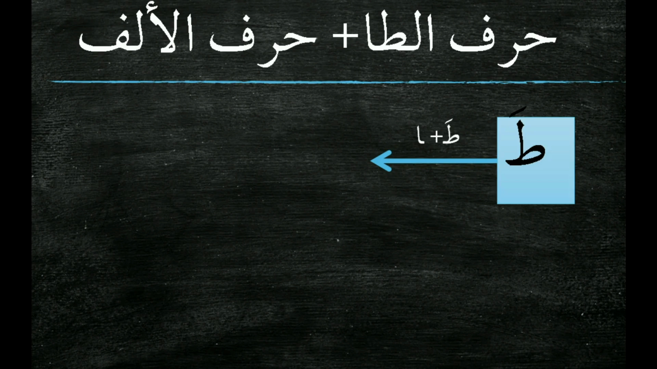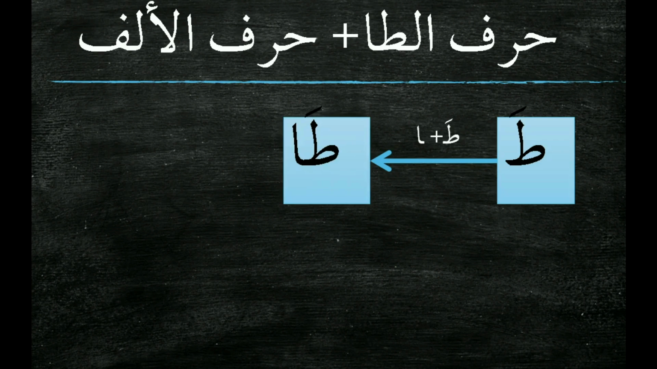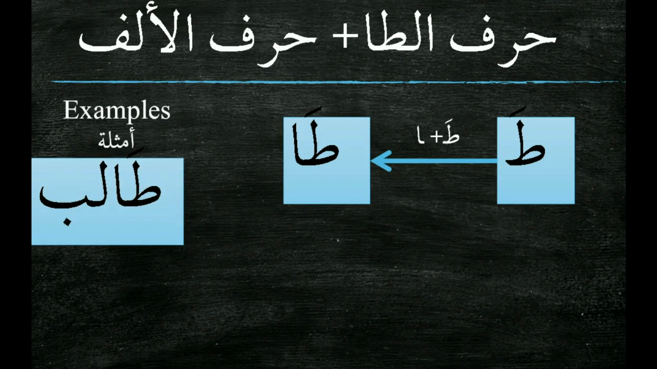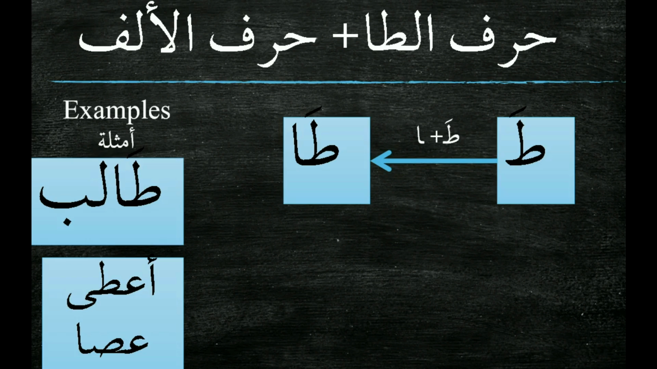Arabic. So when you pronounce it, you say طا, طا. You don't say طو. You don't say طي. You say طا, طا. طالب, أعطى. Sorry, this is wrong here. This is a صاد, not a طا.